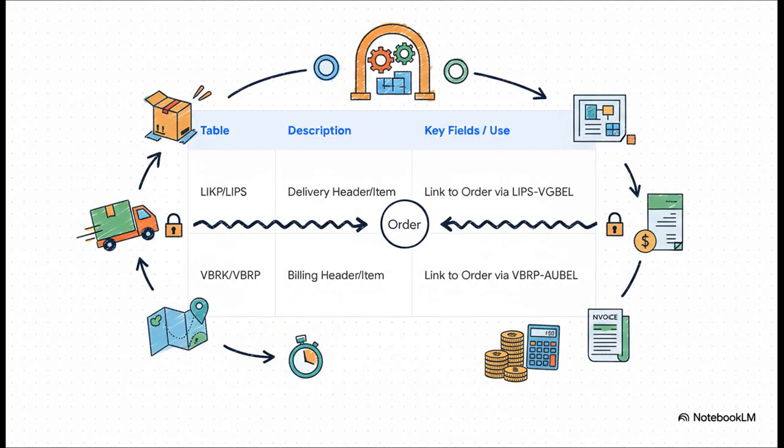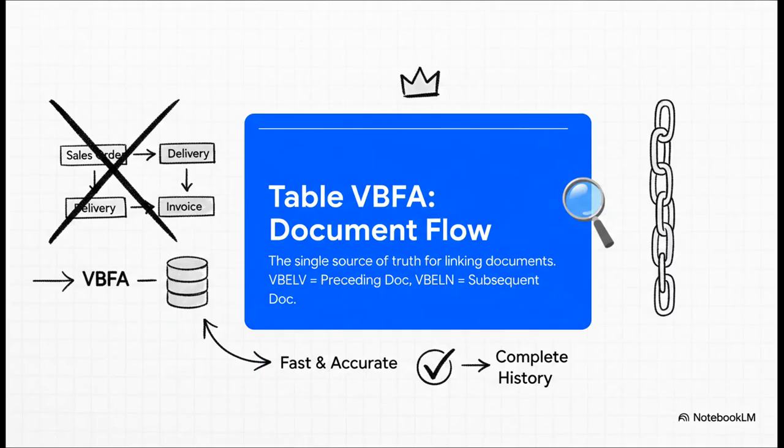So, what are the other two sides of our triangle? Well, they're the delivery and the billing documents. And here's how they all connect. For deliveries, you've got LIKP for the header and LIPS for the items. The magic here is in the LIPS table. There's a field in there called VGBEL, which literally means preceding document. That's your sales order number right there. Same idea for billing. VBRK and VBRP are the tables, and they also link back to the order or the delivery. It's all connected.